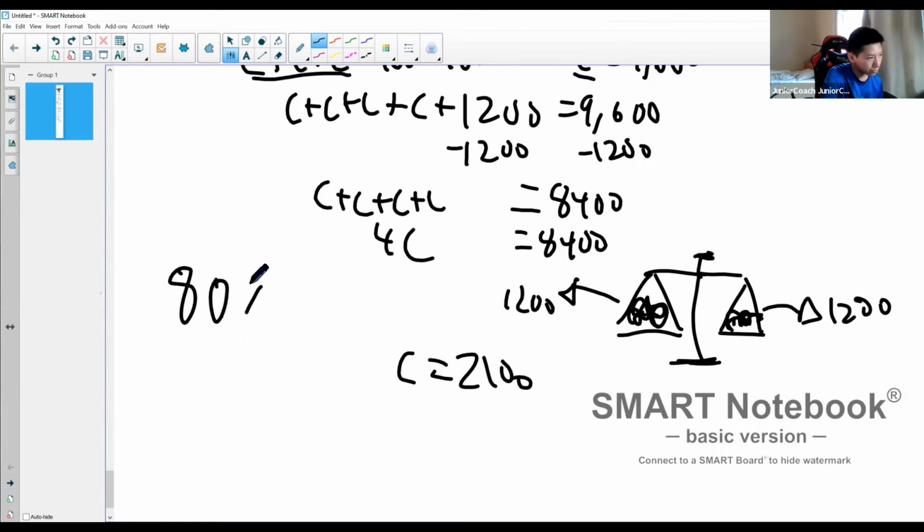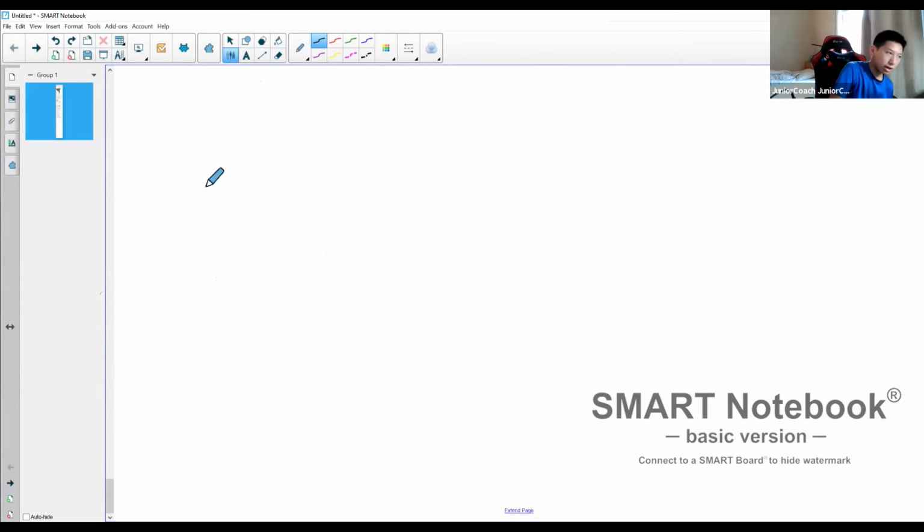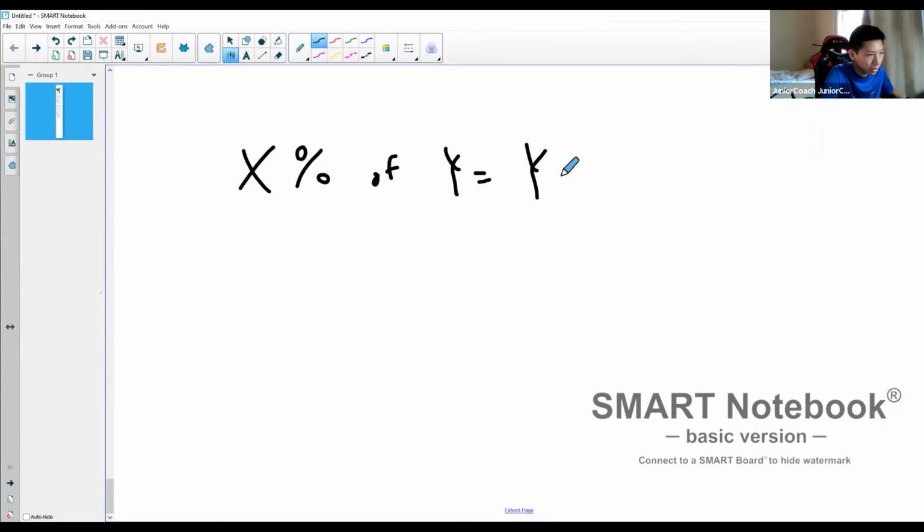80% is really equal to 0.8. Actually, I'll move down to write this. If I write something percent, we don't know what it is, that's algebra we've done. I'll write X percent of Y. X percent of Y is really just Y multiplied by X over 100.